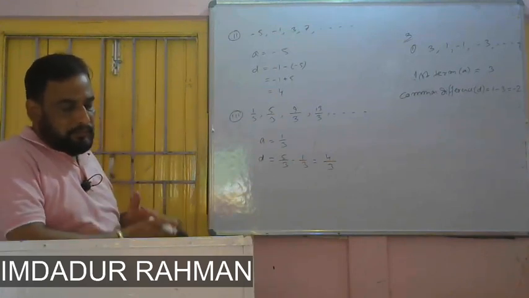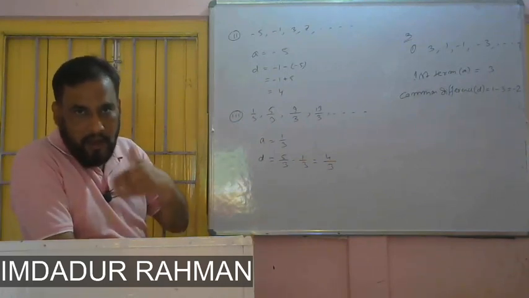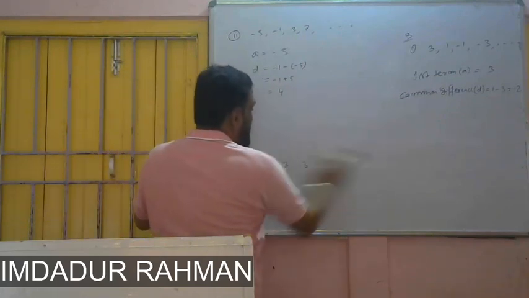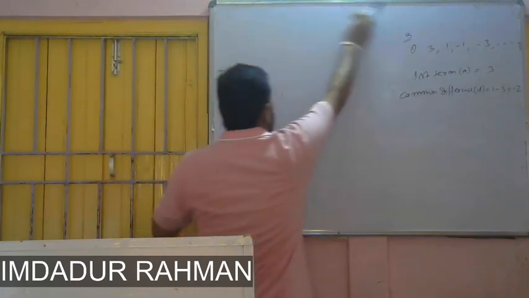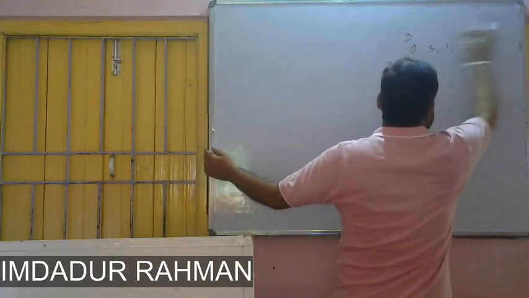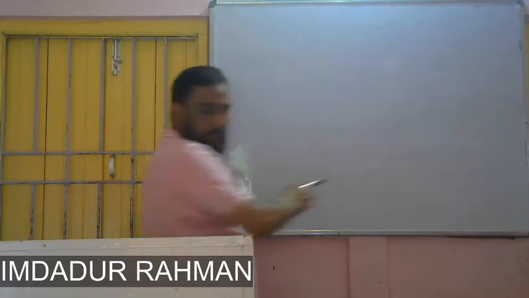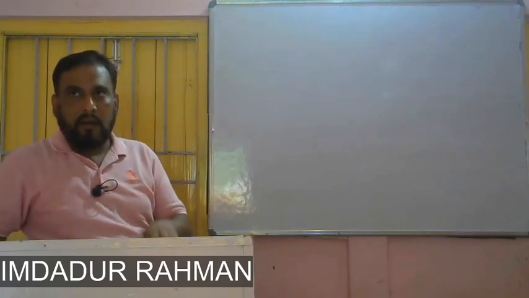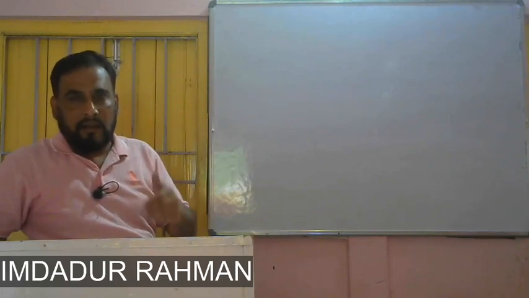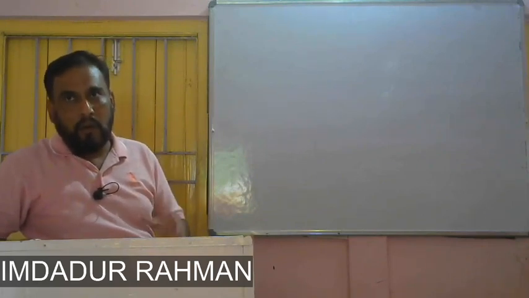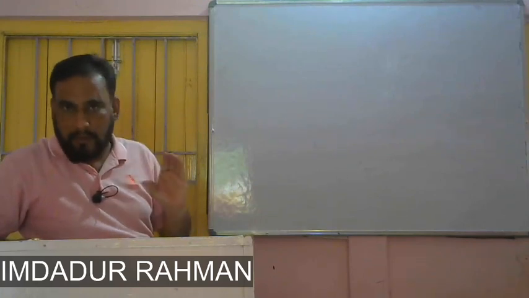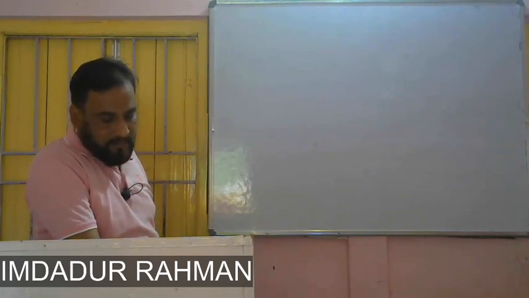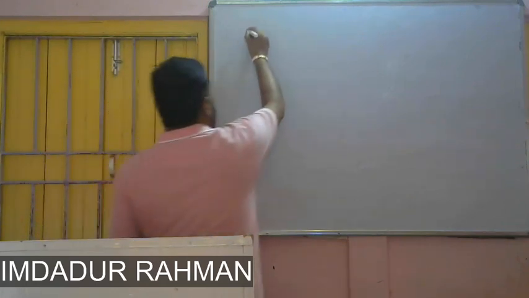So how many terms are given? After that we have to write 3 more terms. Each series has 4 terms, and if the series is an AP series, then we will write 3 more terms, that is a5, a6, a7. So let us try number 1.